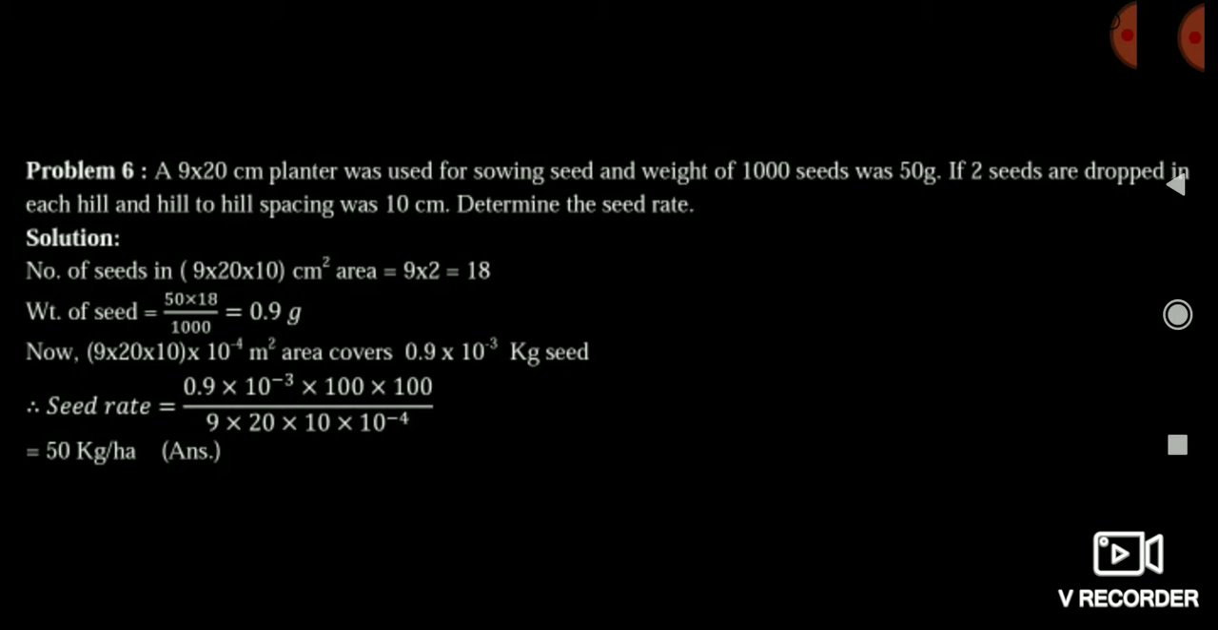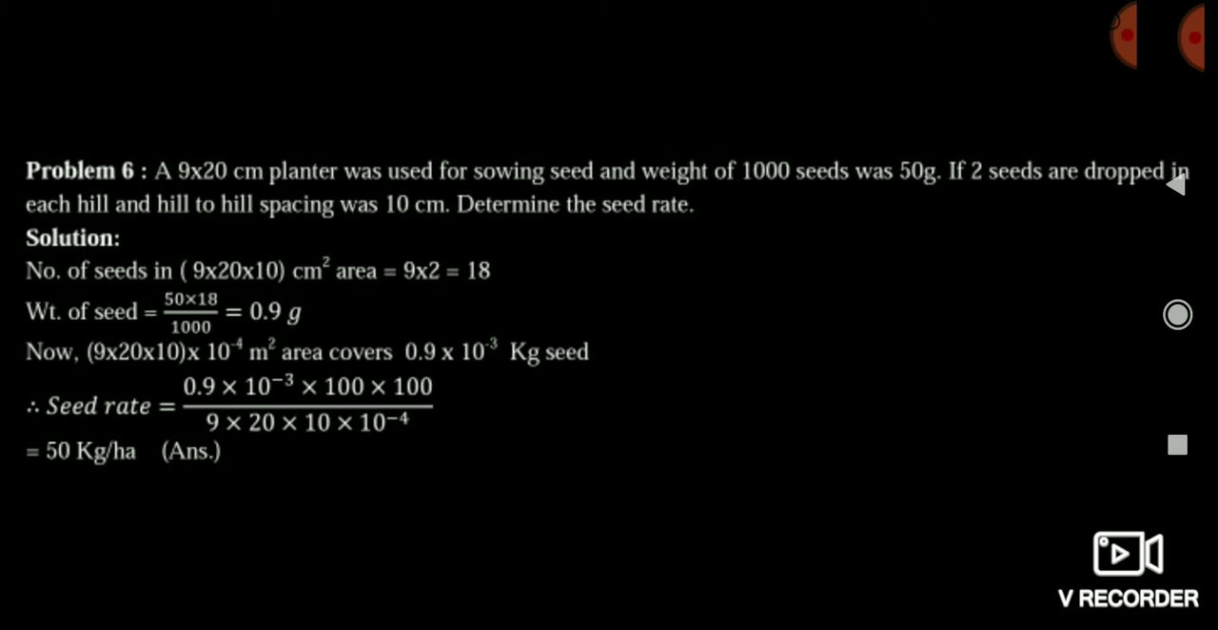And friends, now the area we have calculated, that is 9 into 20 into 10, and we have got the weight of seed, that is 0.9. So you should calculate the seed rate, that is weight of seed divided by the area covered. Friends, convert the area into hectare and the weight of seed into kg.